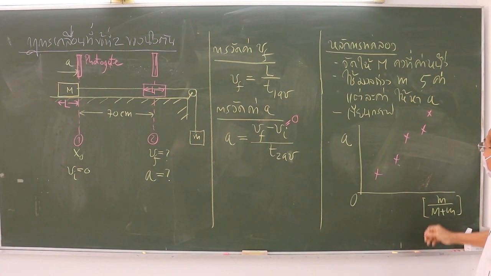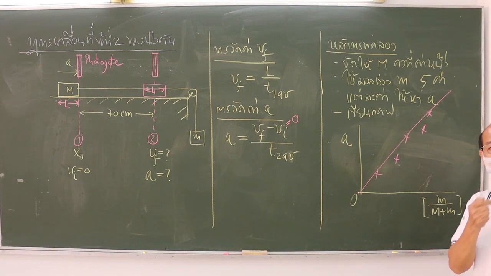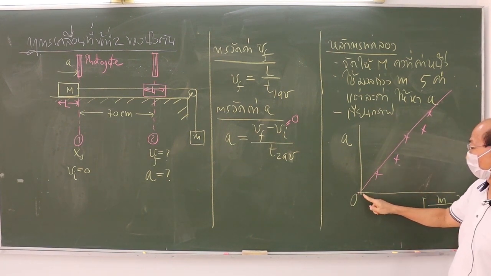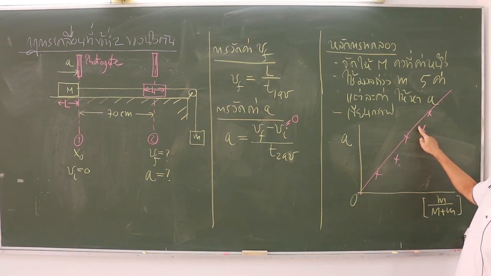Then you can fit the baseline to your plot. Draw the baseline. The line should pass through the origin of the graph. The line should be drawn in such an average way.